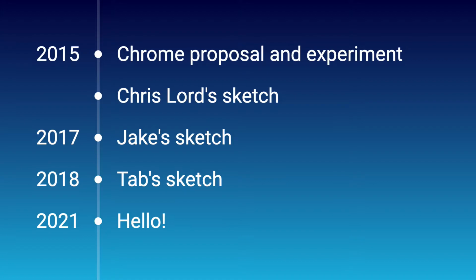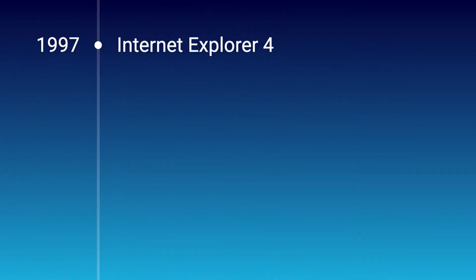We're trying to learn from everything that came beforehand, like why some ideas didn't develop any further, and the problems with the other ideas. And we're just really trying to get it done this time. But we're not even the first to ship code for this. Back in 1997, Internet Explorer 4, if you can remember that, shipped with navigation transitions.